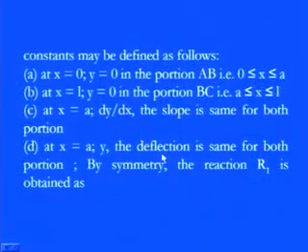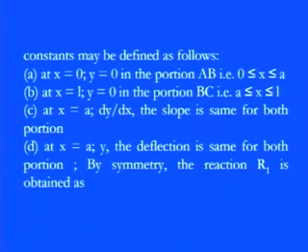Therefore, the 4 conditions required to evaluate these coefficients are to be derived, and then we can simply go for the constants. At x equals to 0, that means the beginning point, we have no deflection because it is a simply supported beam. For portion AB we have one boundary condition: at x equals to 0, there is no deflection, and it is valid for 0 less than or equal to x less than or equal to a.